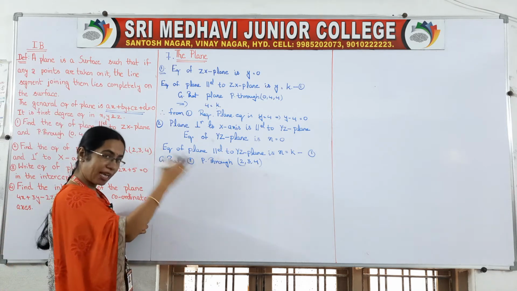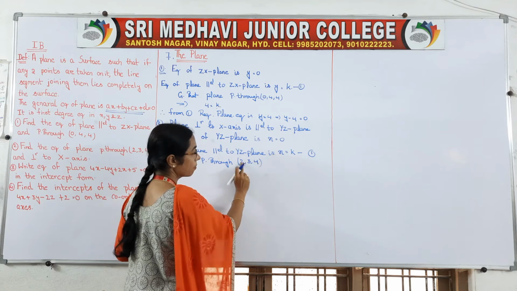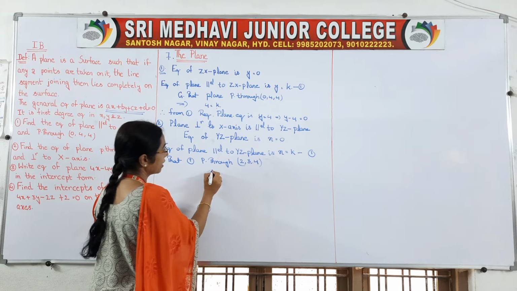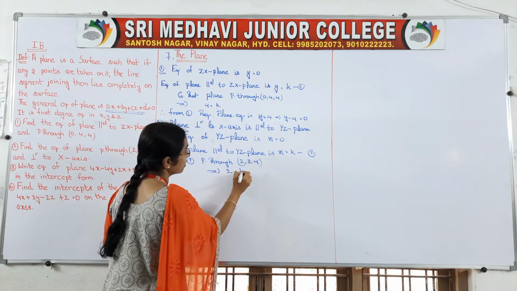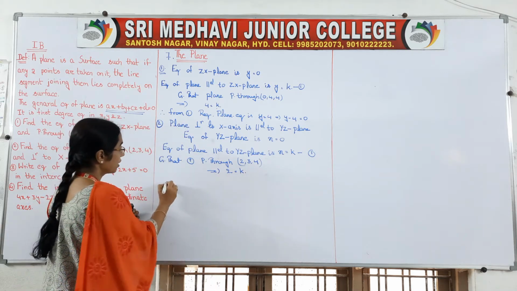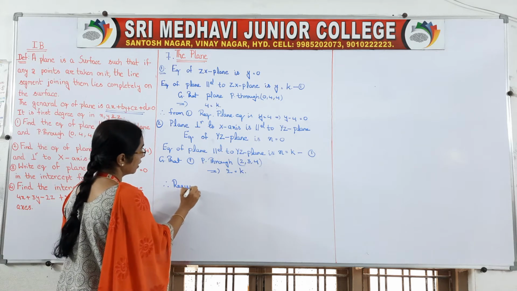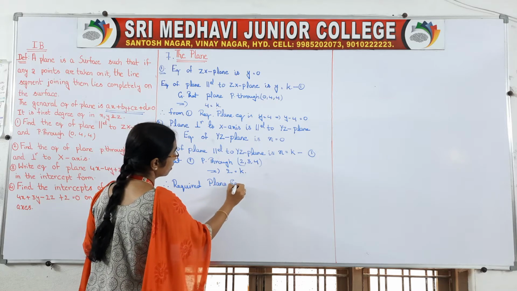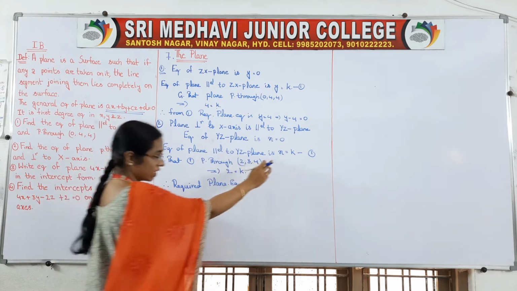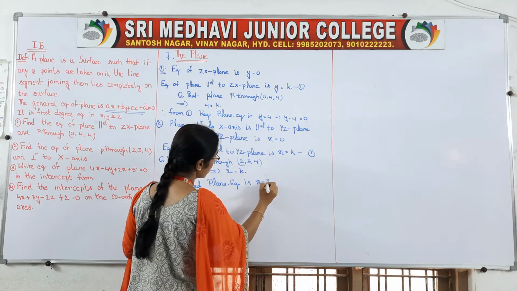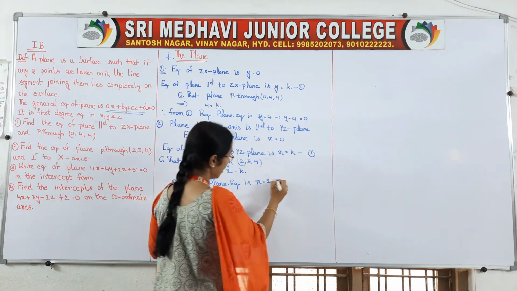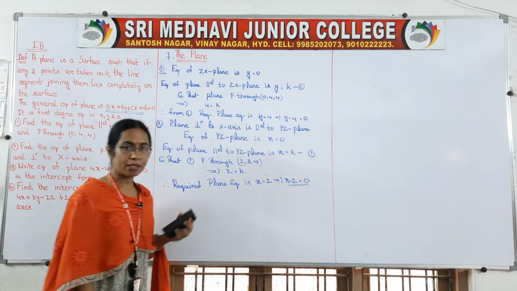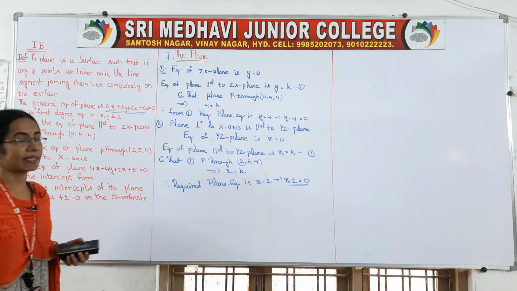So that means the point lies on it. In the x coordinate's place we have to substitute the x coordinate. So this implies 2 = k. Therefore, what is the required plane equation? This one, x = k, where we got k as 2. So we can write this as x - 2 = 0. Okay, this is your second question.